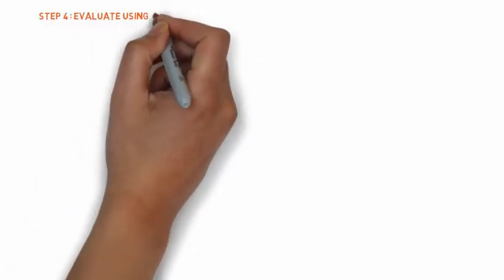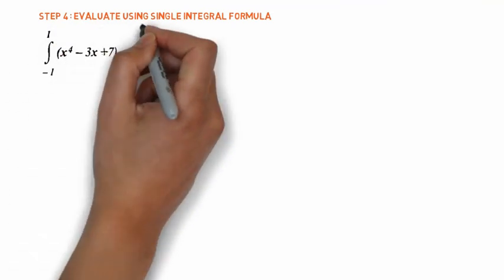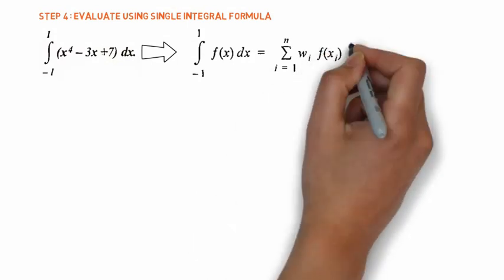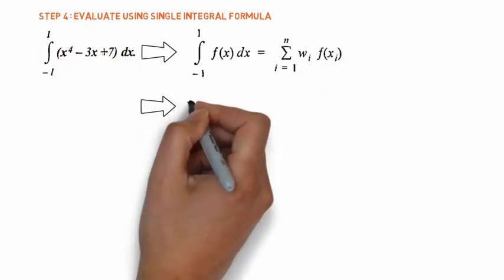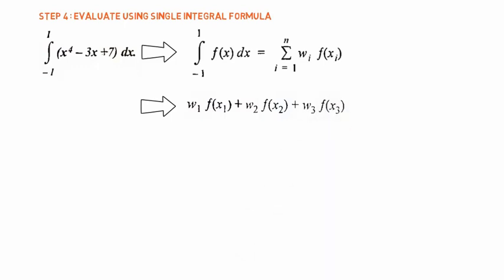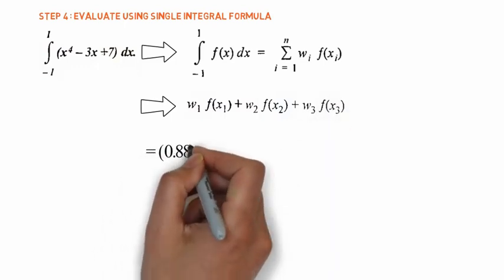Then the last step is to evaluate the final value using the single integral formula. So just rewrite the question again, and if you directly apply the single integral formula, that is summation of i equal to 1 to n, w f of xi. Here I have elaborated: w1 f of x1 plus w2 f of x2 plus w3 f of x3.